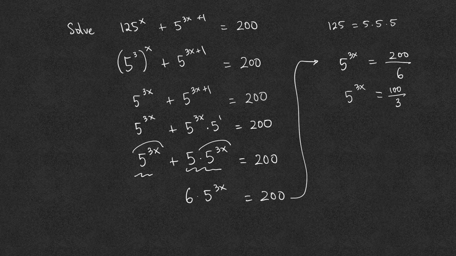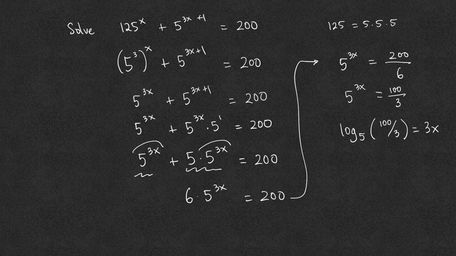This is now an exponential equation with only one base. We can either take the natural log of both sides of the equation, or we can use the definition of log to rewrite it in logarithmic form. The base is 5, so this is log base 5 of the other side of the equal sign, which is 100 over 3, equals the exponent.